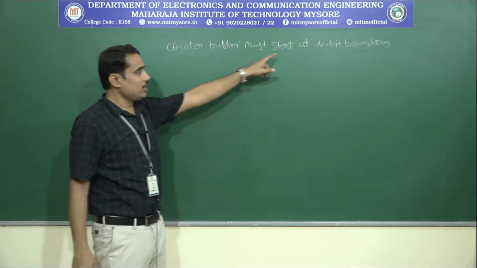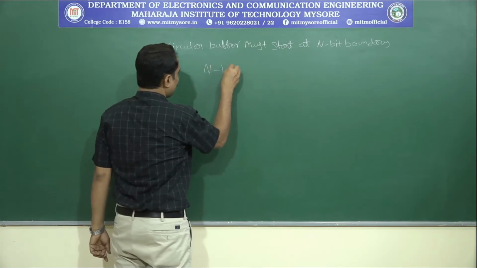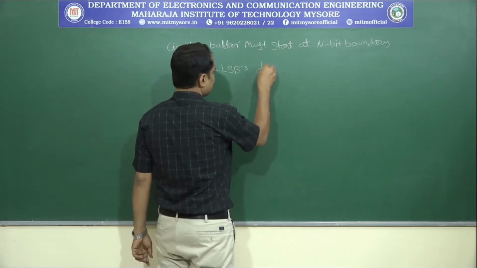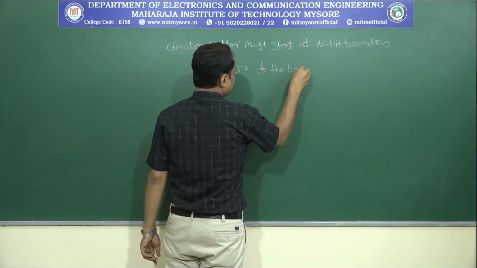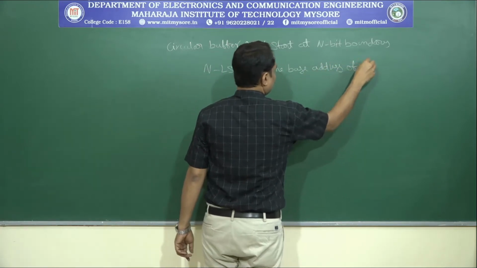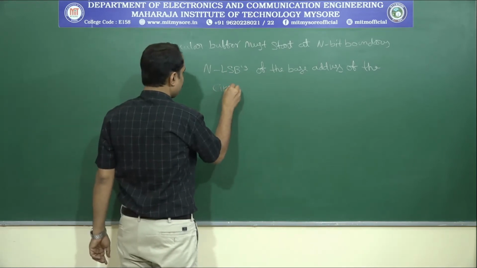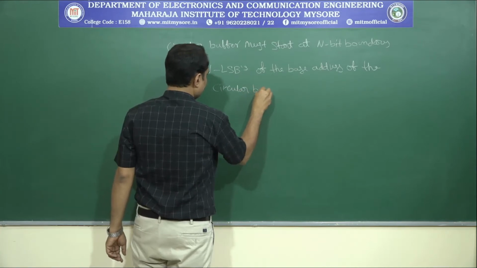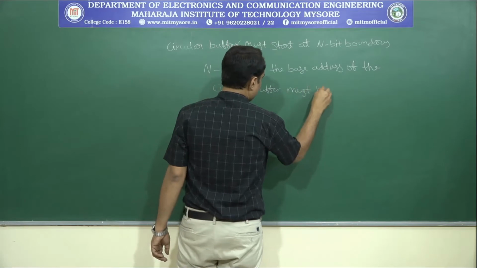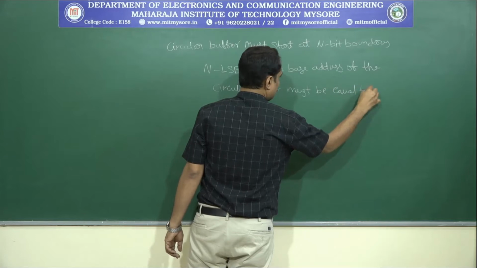The circular buffer must start at an n-bit boundary. That means here the n LSBs of the base address of the circular buffer must be equal to 0.